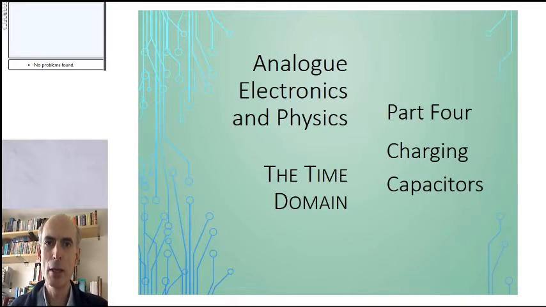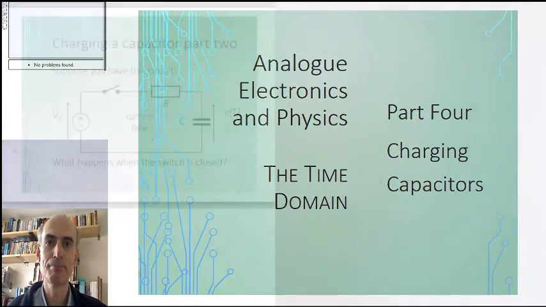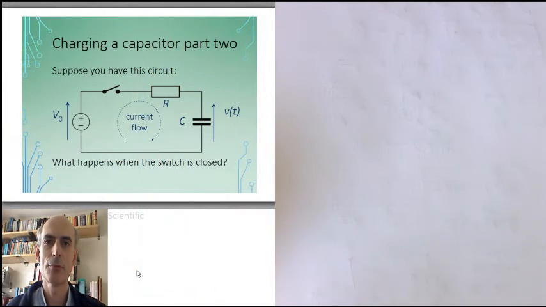Hello, this time we'll see if we can apply the same type of analysis techniques to work out what happens when we try and charge capacitors up. So this is the circuit that we're looking at now. We have a voltage source here, which is going to be connected through a resistor to a capacitor when the switch is closed. This is a constant voltage source.